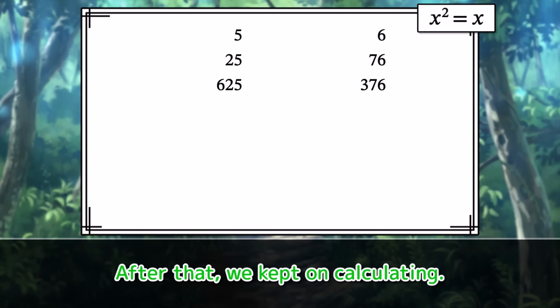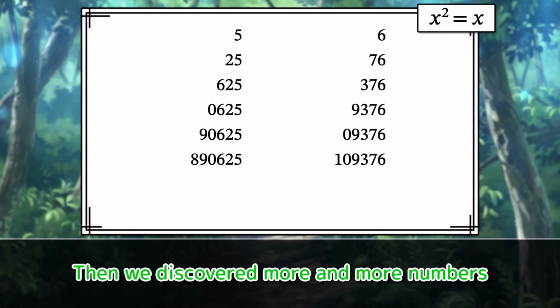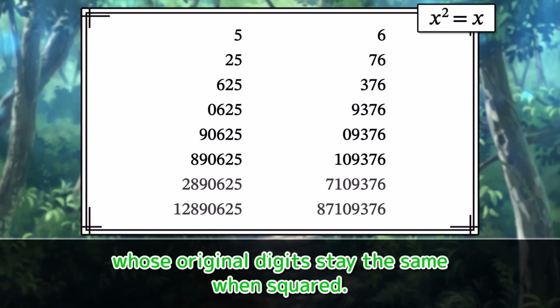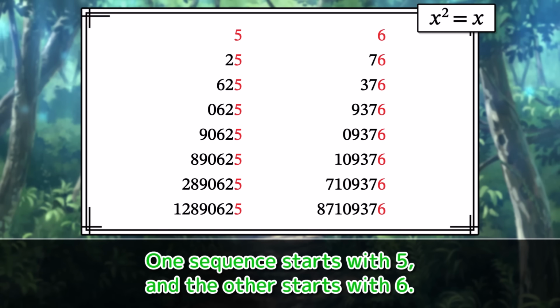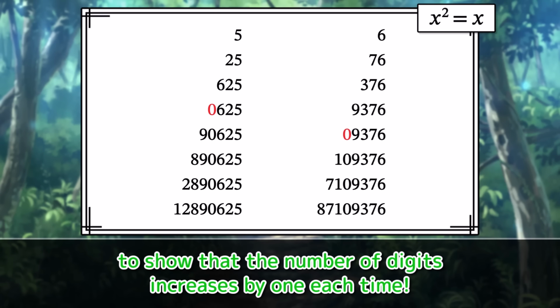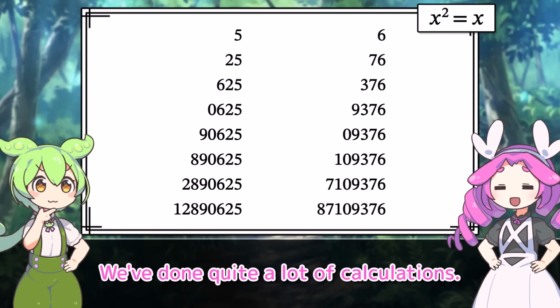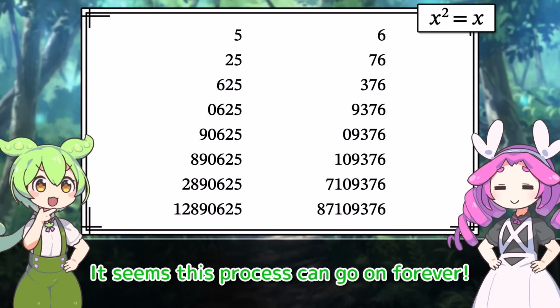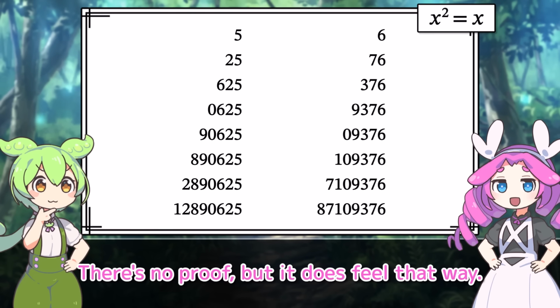After that, we kept on calculating. Then we discovered more and more numbers whose original digits stay the same when squared. One sequence starts with 5 and the other starts with 6. And sometimes we add a leading 0 to show that the number of digits increases by 1 each time. We've done quite a lot of calculations. It seems this process can go on forever. There's no proof, but it does feel that way.